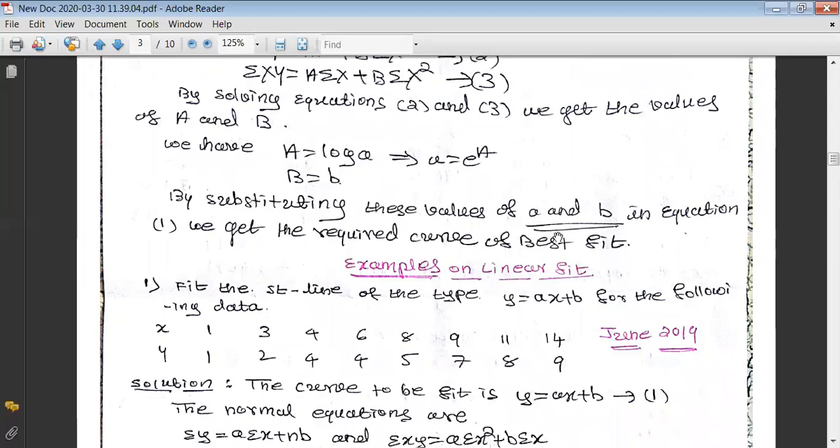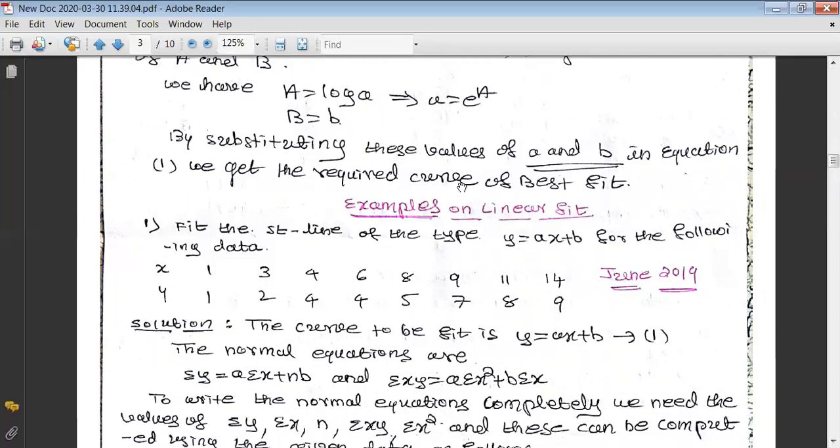Now by substituting these values of small a and small b in equation 1, we get the required curve of best fit. That's the procedure, and you have to keep in mind that the geometric curve for the given data can be fit by converting it to a straight line just by implementing log on both sides.